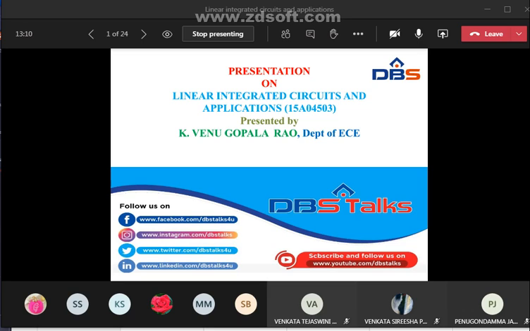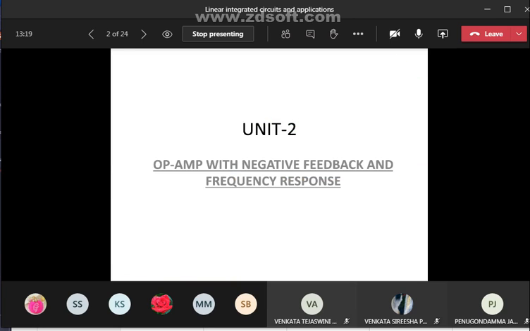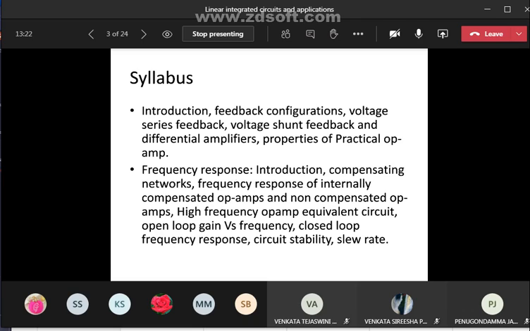In the last sessions we discussed feedback configurations: voltage series feedback, voltage shunt feedback, and differential amplifiers. We derived the gain, input impedance, output impedance, and bandwidth for voltage series and voltage shunt feedback amplifiers.